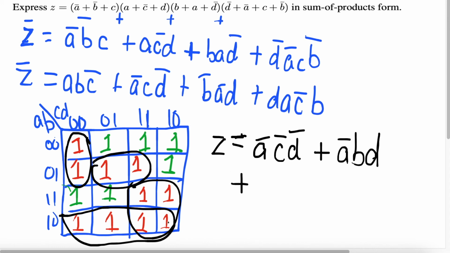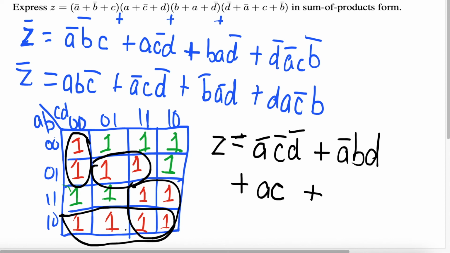Now for the third circle, this bottom 4, let's look at what stays the same. A is always 1, so we can put that. A doesn't change. B changes from 1 to 0, so B won't be used in the formula. C always stays at 1 throughout the whole 4 squares, so we can put C. D changes from 1 to 0 between these 4 squares, so we can't use D. Then we're going to put another plus sign.